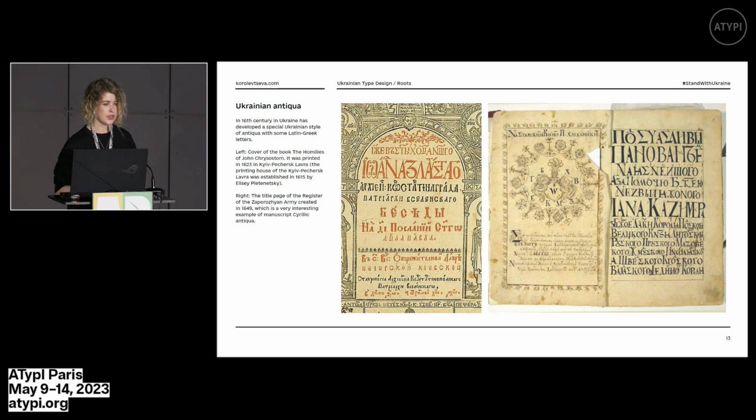The next important point is Ukrainian Antiqua. In the 16th century, Ukraine developed a special Ukrainian style of Antiqua with some Latin and Greek letters. On the left, you can see the book cover, which was printed in 1623 in Kyiv Pechersk Lavra. And on the right, you can see, very beautiful, I like it, the title page of the register of the Zaporozhian army created in 1649.